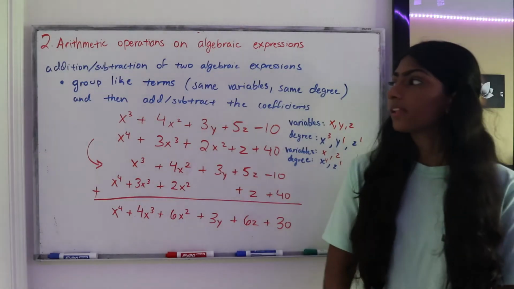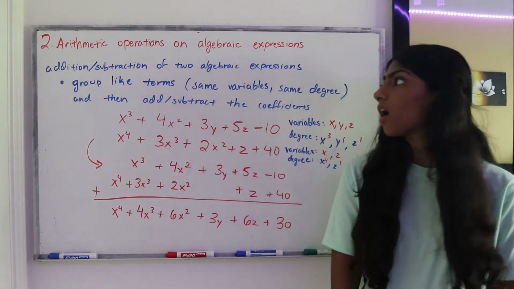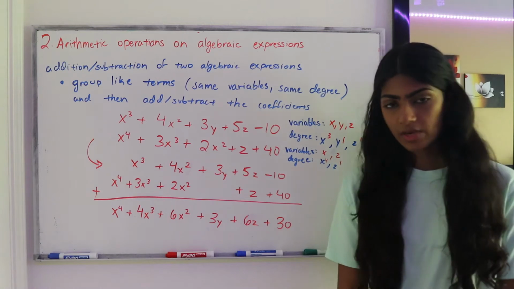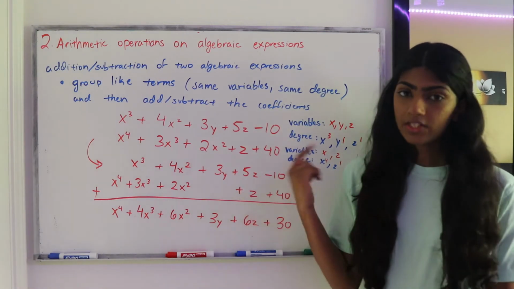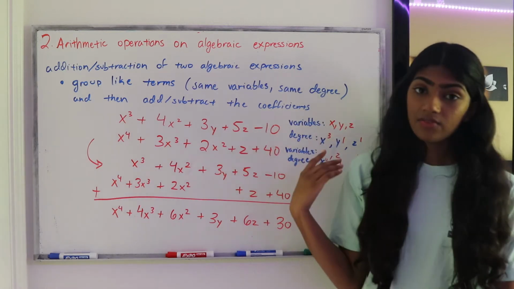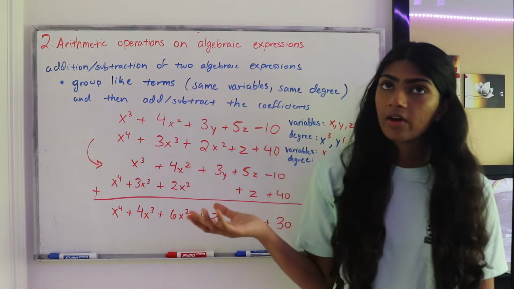Okay, let's move on to arithmetic operations on algebraic expressions. So if you want to add or subtract two algebraic expressions, what you want to do is group like terms, or look at same variables and same degree, and then add or subtract the coefficients. So let's think about this in one way.